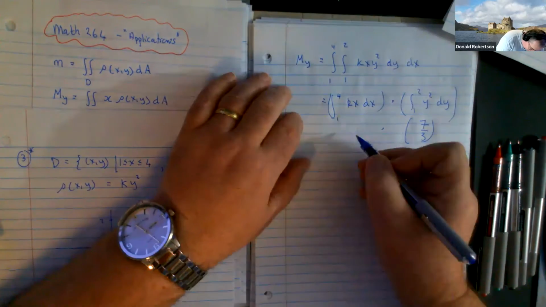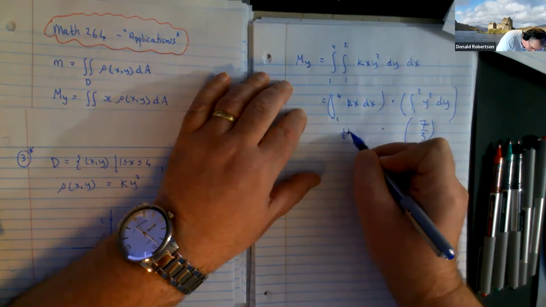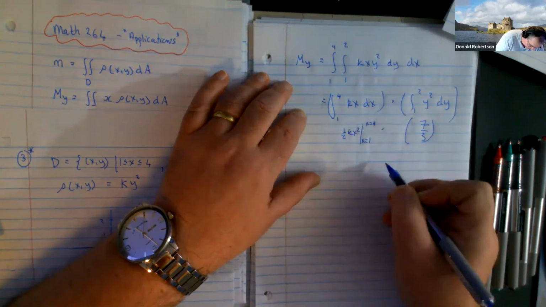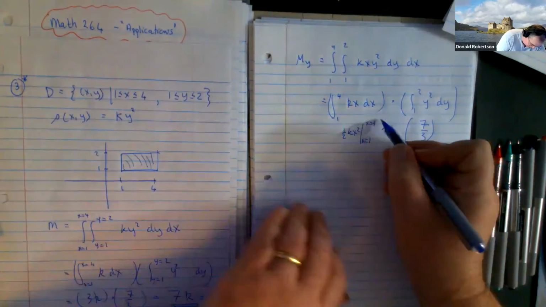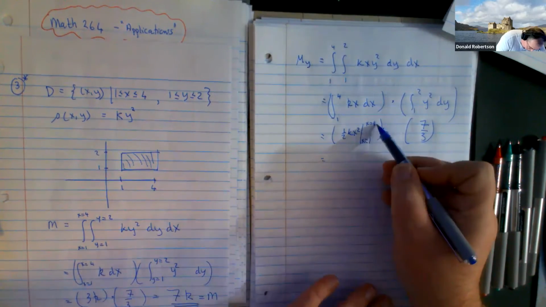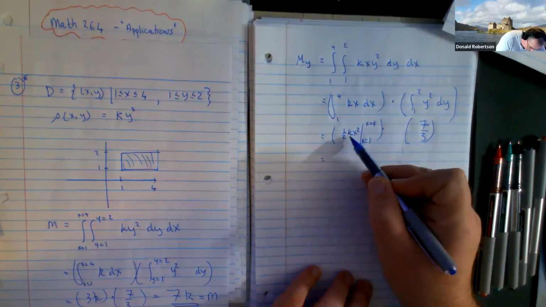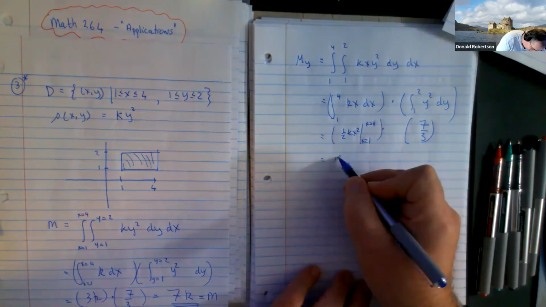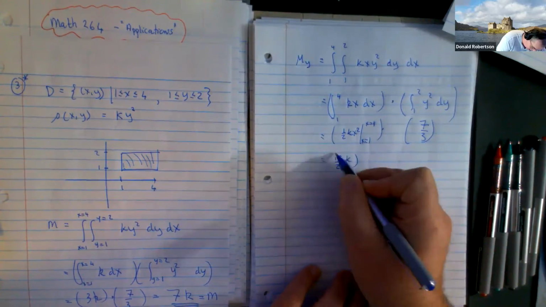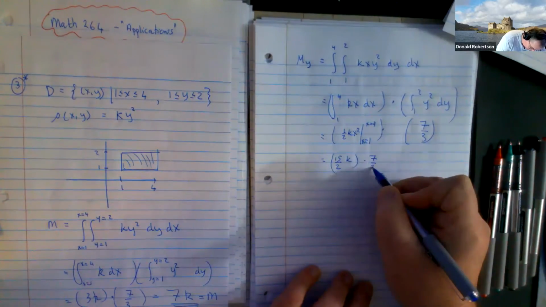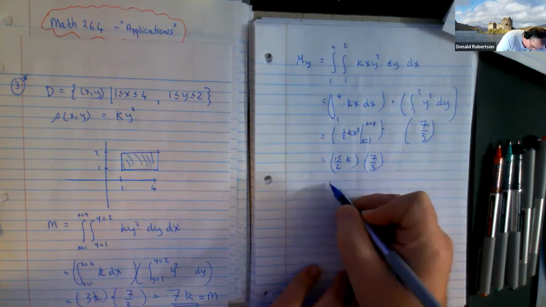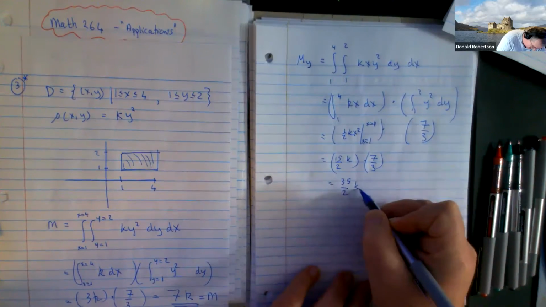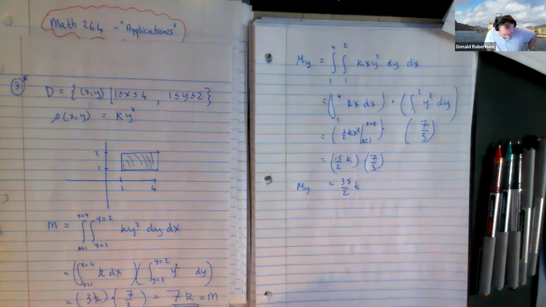This guy, I guess I should take it a little bit further, is going to get me 1/2 kx squared, evaluated at 1 and evaluated at 4. Okay, that's going to get me 16. Half of 16 is 8, so that's 8k. Take away 1/2 k, so 7.5k. I believe it's 15 halves k times 7/3. Do a little bit of cancelling. I think you get 35 halves k. Does that look good?